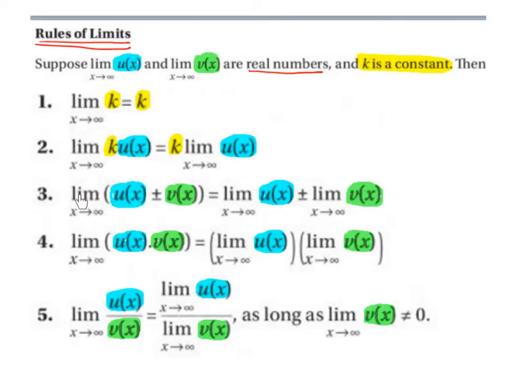The limit of u of x plus or minus v of x as x approaches infinity is equal to the limit of u of x as x approaches infinity plus or minus the limit of v of x as x approaches infinity.